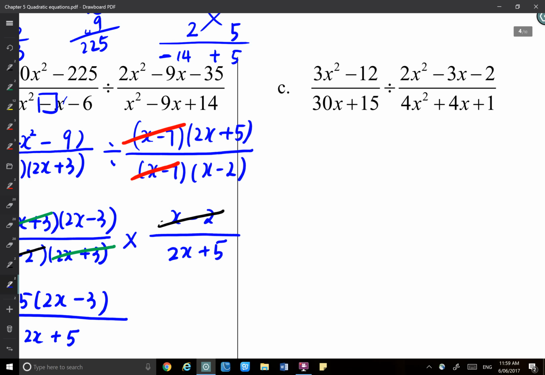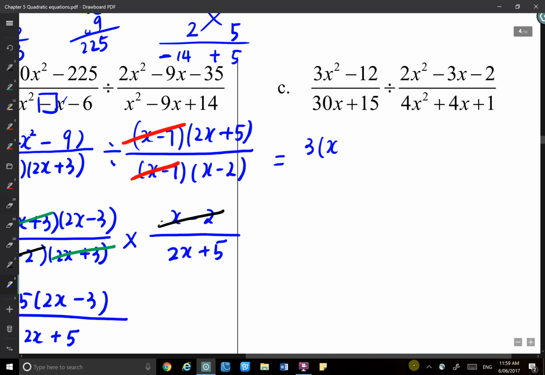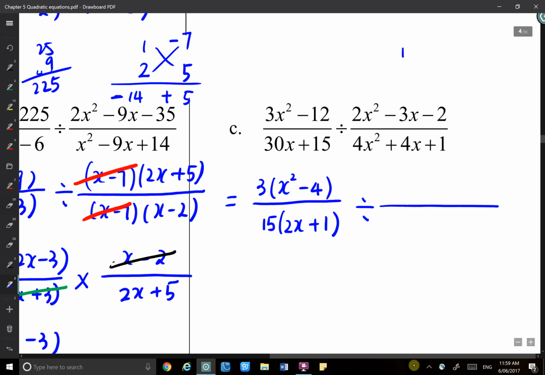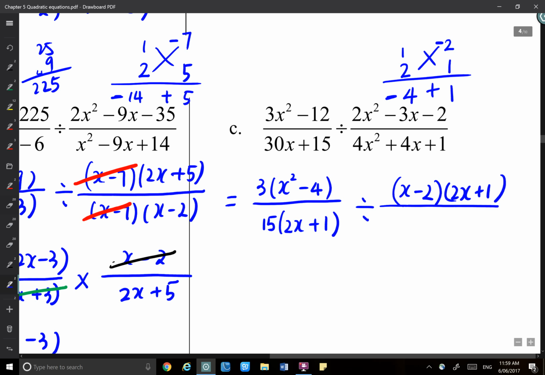Okay, last one. Well, I can see a 3 on the top, so it's x squared minus 4. I can see a 15 here, so that's 2x plus 1. Divide by, okay, 1, 2 and negative 2. So 1, 2, 2, 1 can make a 3 for me. 4 and 1 minus 3, I need that to be a plus. So it's x minus 2 and 2x plus 1. And what we have here is a perfect square if you can see it. That's 2x plus 1 squared: 4x squared plus 4x plus 1.